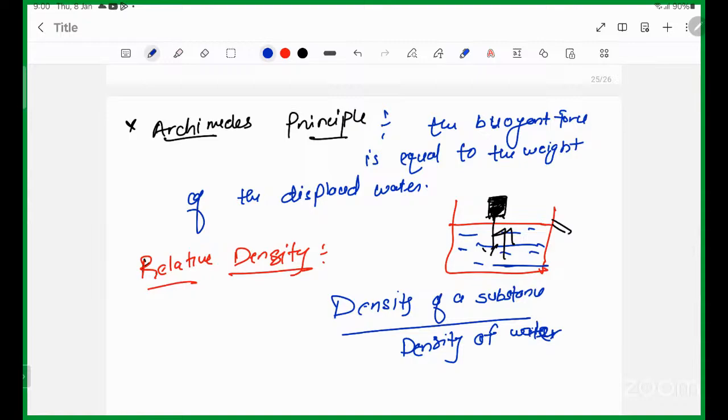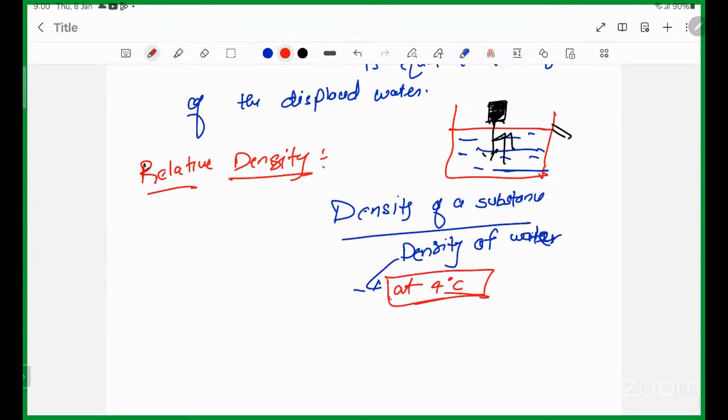Water should always be at what temperature? At 4 degrees Celsius. Because at 4 degrees Celsius, water does not show its abnormal behavior. It shows its normal behavior. What is the abnormal behavior of the water?